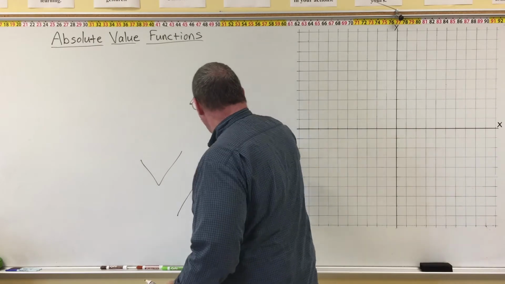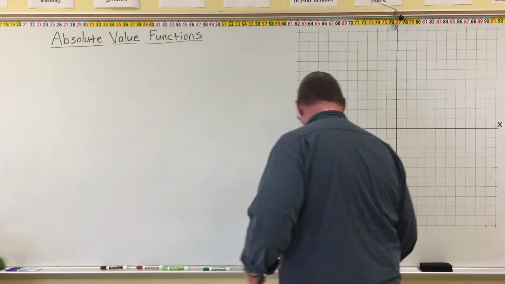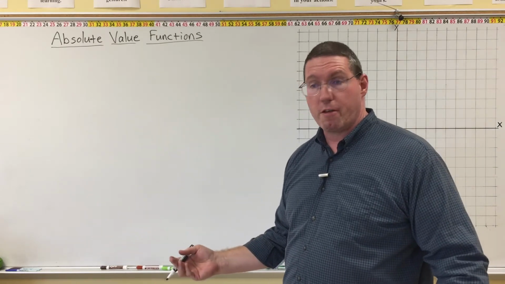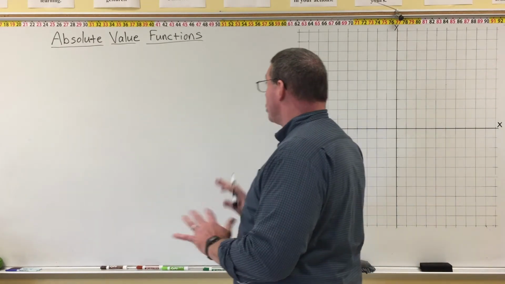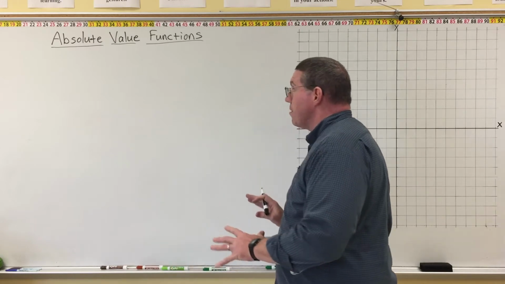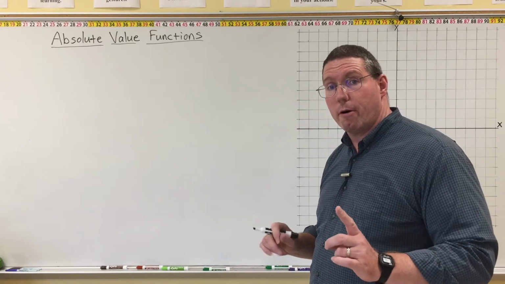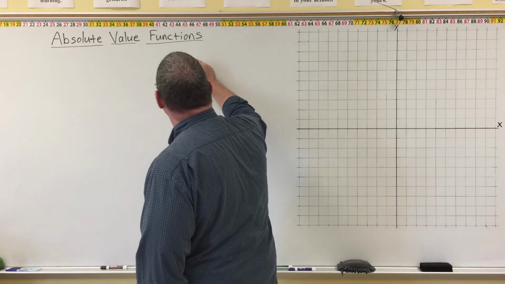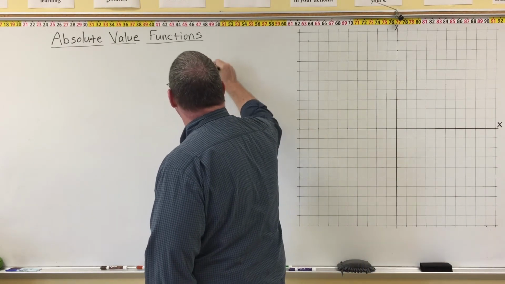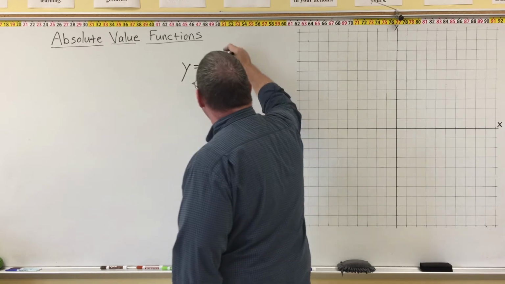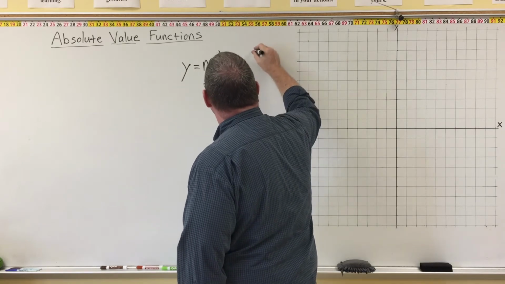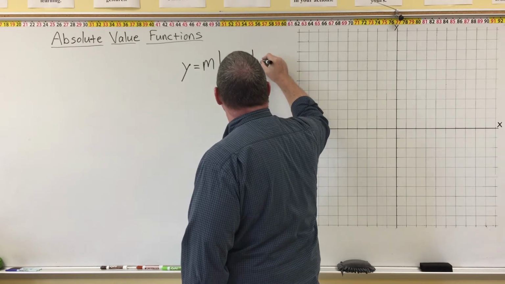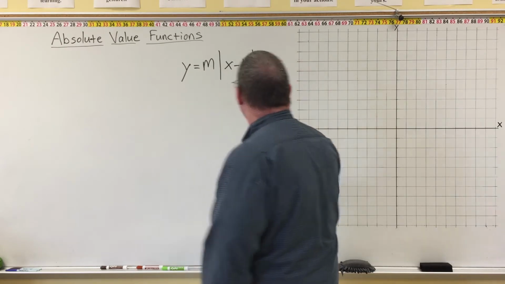So the basic form that I'm going to explain may be different in different textbooks, or for different professors or instructors, but trust me when I say all of these basic absolute value functions will somehow fit into this form that I'm showing you. So it is y equals m times the absolute value of x minus h, plus k.